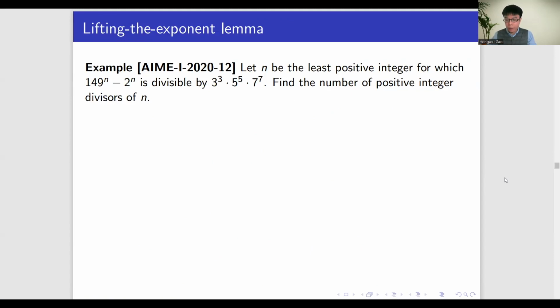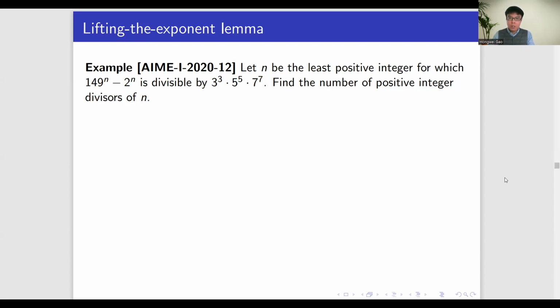It's from the year 2020. Let n be the least positive integer for which 149 with exponent n minus 2 with exponent n is divisible by 3 cubed times 5 to the 5th power times 7 to the 7th power. Find the number of positive integer divisors of n. So basically, we need to solve for the value of n.